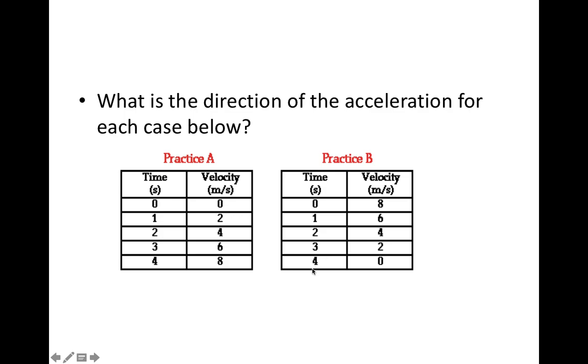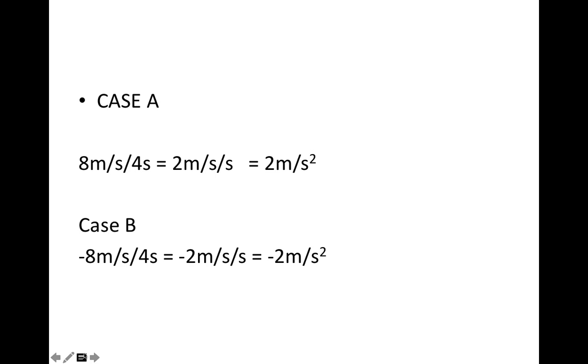What is the direction of the acceleration for each case below? Pause the video and see if you can figure that out. Calculate the acceleration for each scenario. So case A, the acceleration is positive 2 meters per second squared. And for case B, the acceleration is negative 2 meters per second squared. So you can calculate the acceleration.